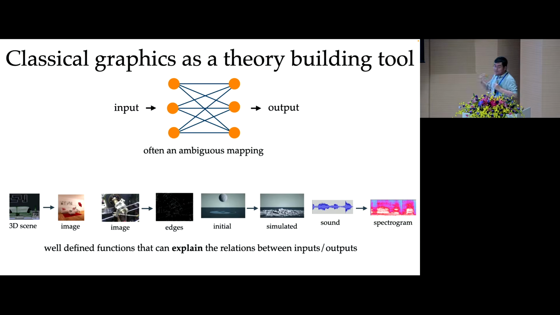So my hope is that classical graphics will continue to act as a theory-building tool, right? So you can design this input-to-output mapping. It can be ambiguous, it can be whatever, but there are always these very deterministic, well-behaved, and well-defined components in graphics where you map from 3D scene to images, image to edges, or do physical simulation or sound simulation. And all these well-defined functions, we can explain them and understand them and predict what will happen with different kinds of inputs.